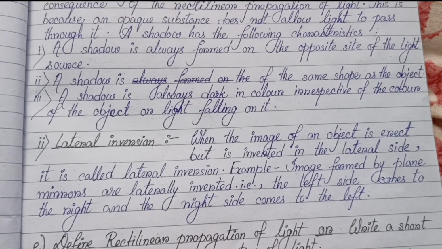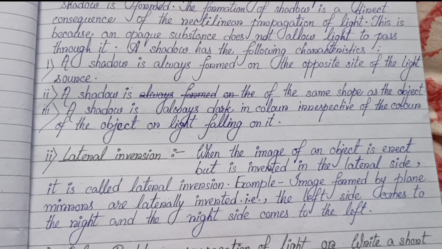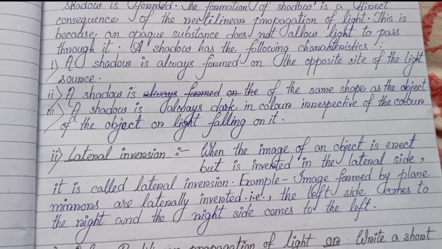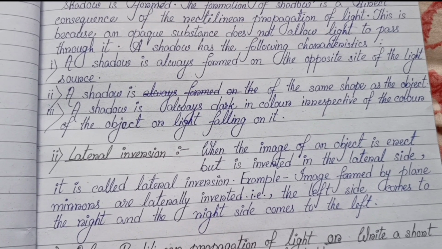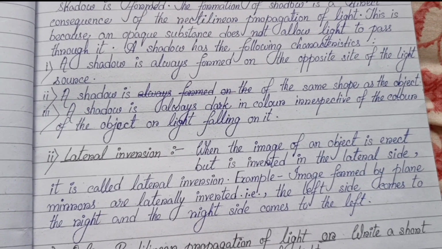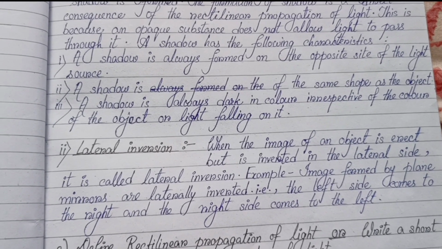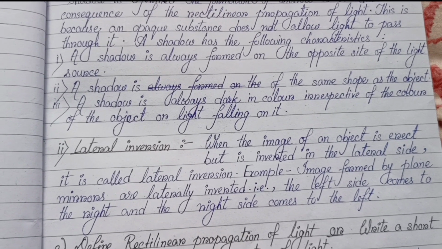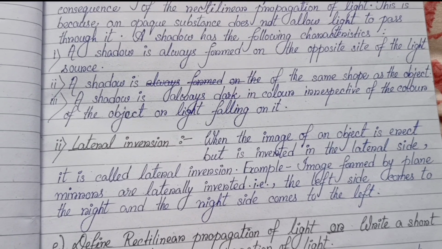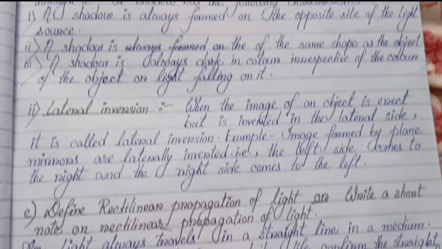When the image of an object is erect but is inverted in the lateral side, it is called lateral inversion. Example, images formed by plane mirrors are laterally inverted, that is, the left side comes to the right and the right side comes to the left.